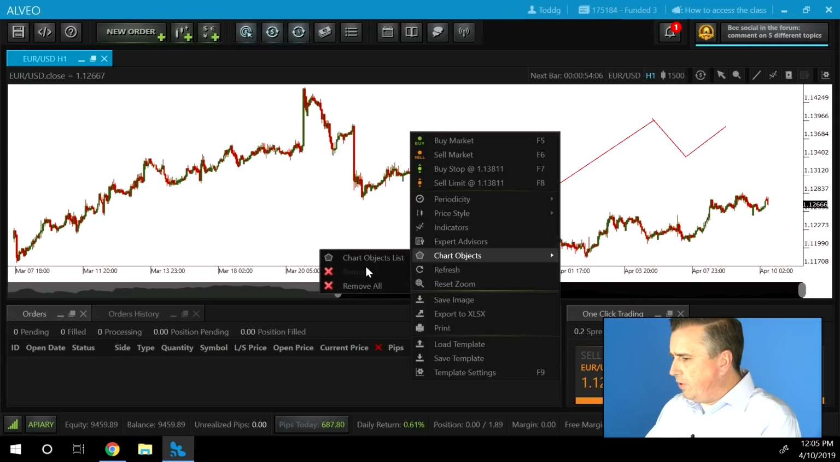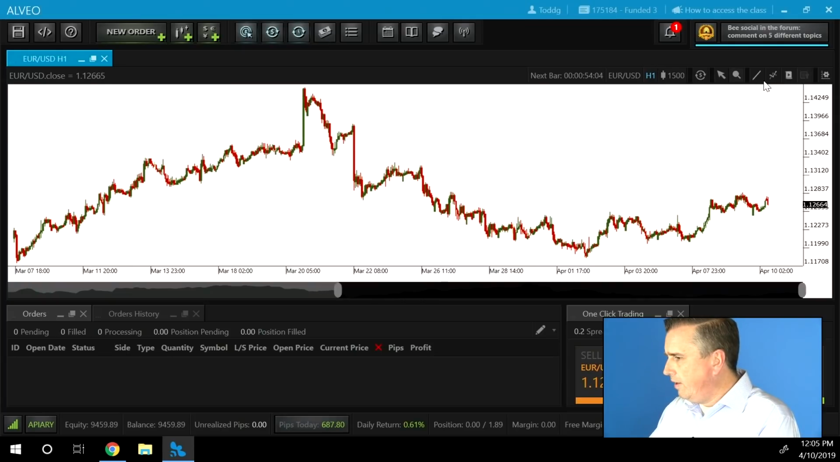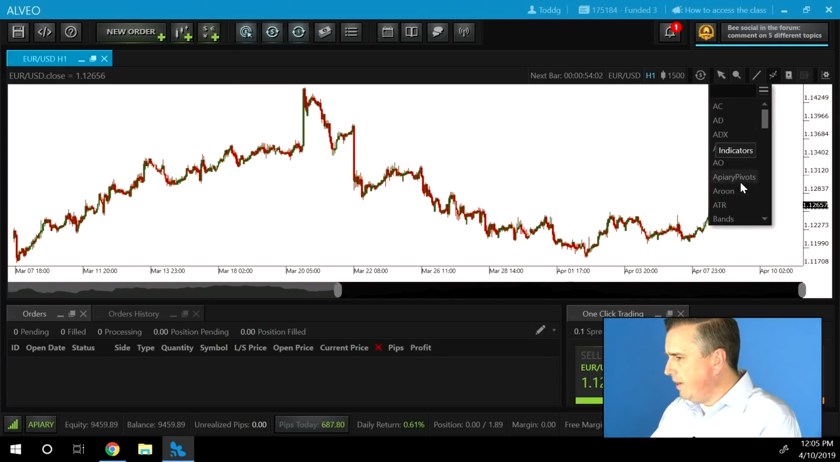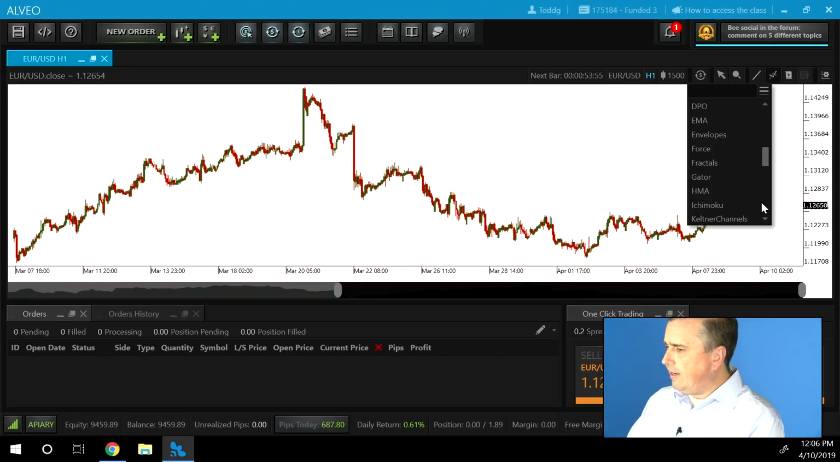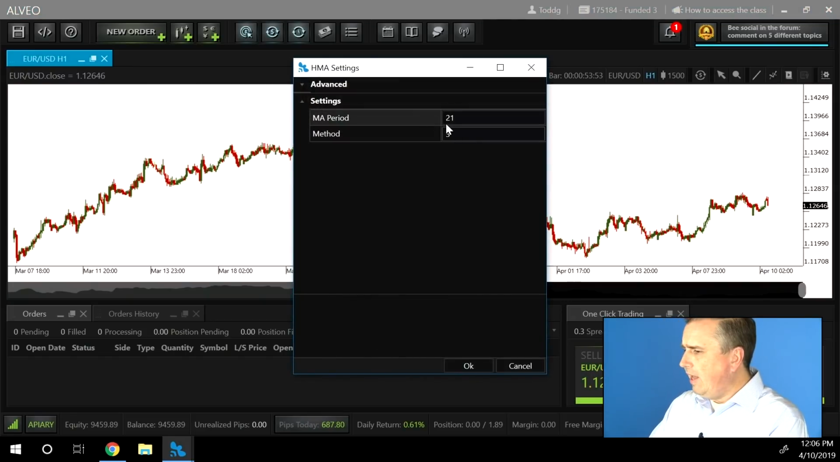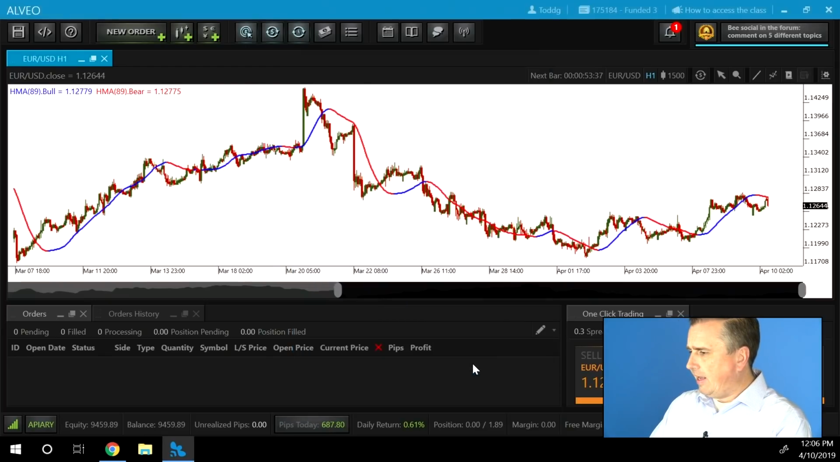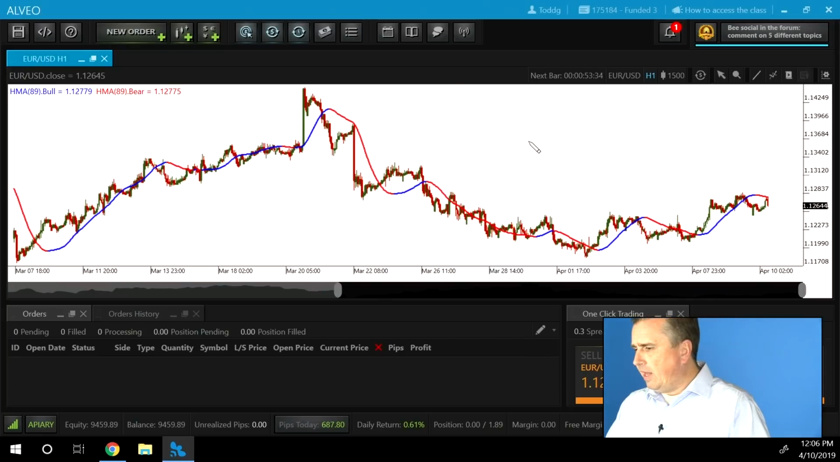All right, so with that, I'm going to put on here the HMA indicator. For those that aren't familiar with it, it's the Hull moving average. Of course, it's just like any other moving average. You can set it for different time periods. You can make it shorter if you want it to turn tighter, or you can make it longer if you want it to go longer. But we're going to use the 89 as our example here.